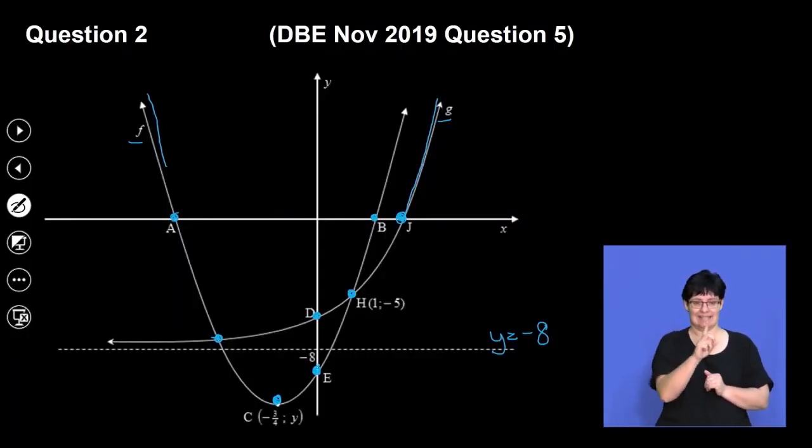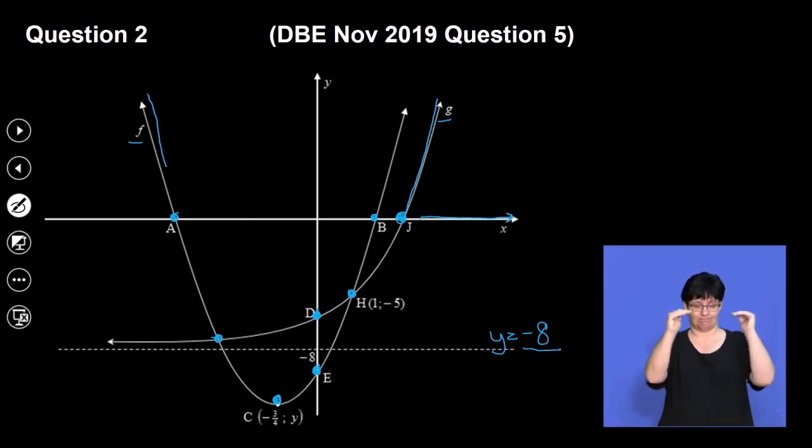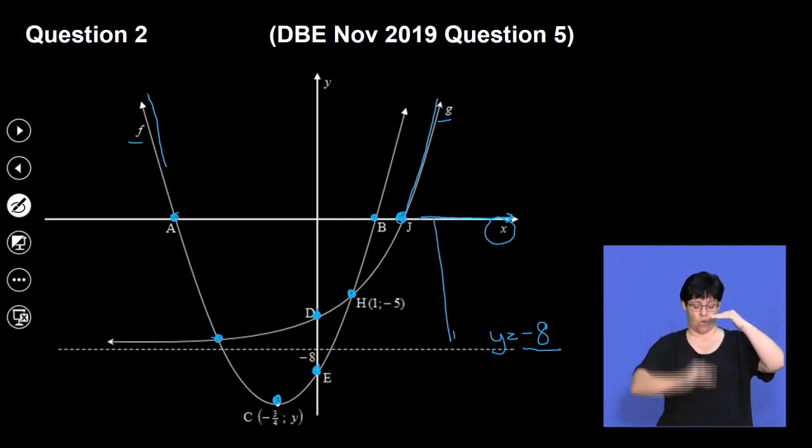So d is the y-intercept of the exponential graph. This exponential graph has been translated downwards by 8 units. So it used to have a horizontal asymptote that was the x-axis, but now the horizontal asymptote has moved all the way down to y equals -8.